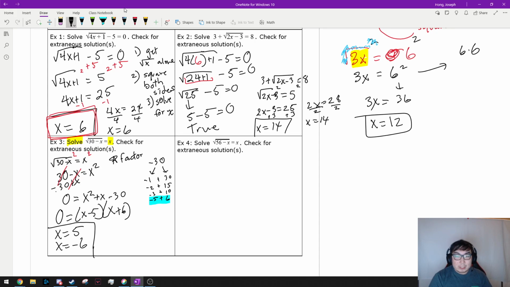And if you really checked it, you know that the x equals negative 6 is not a real solution, because if I try to plug this in, 30 minus negative 6 is equal to negative 6. So this becomes square root of 36 is equal to negative 6. But this becomes a 6, but this is a negative 6. So this is not true.